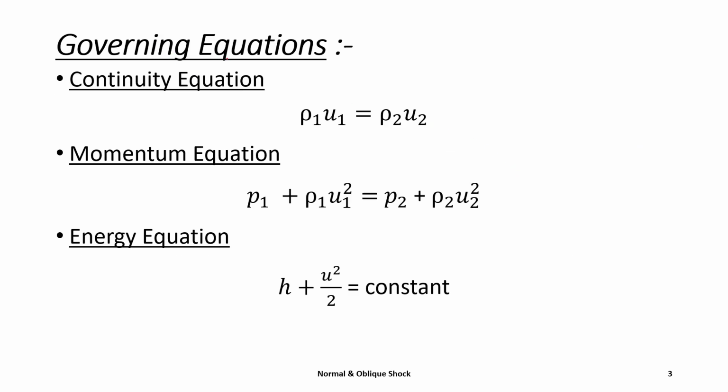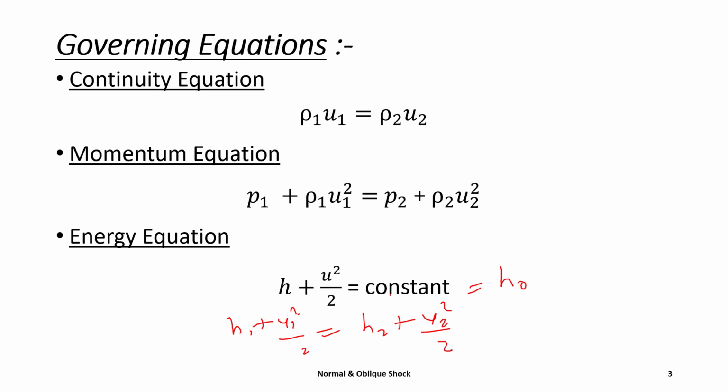So now we will see what are the governing equations which are needed for solving the downstream properties. So continuity is given by ρ1 u1 equal to ρ2 u2. Momentum is given by p1 plus ρ1 u1 square equal to p2 plus ρ2 u2 square. Energy equation is given by h plus u square upon 2 equal to constant, which is also called stagnation enthalpy, and it can also be written as h1 plus u1 square upon 2 equal to h2 plus u2 square upon 2.